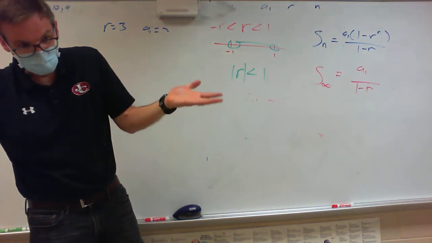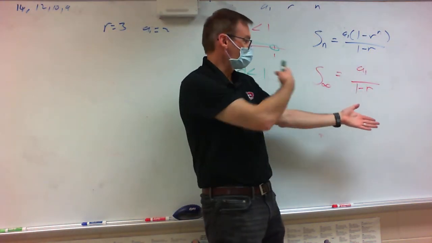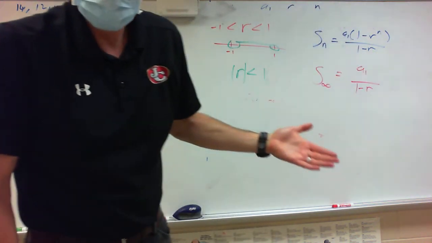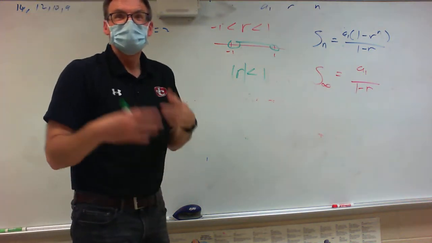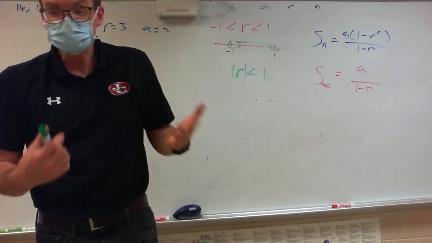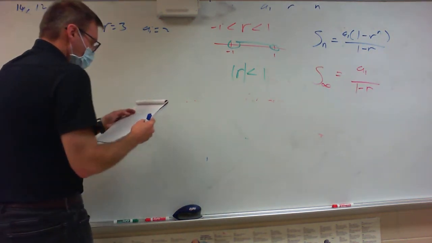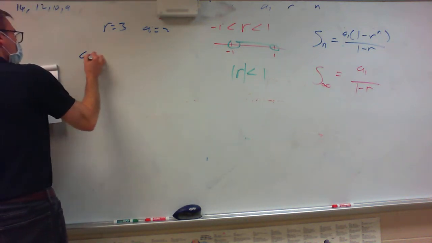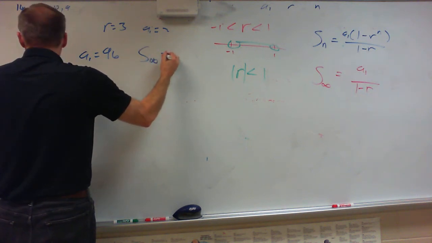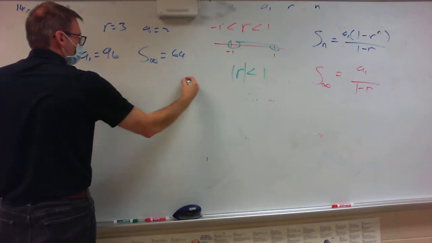All right, so as far as using your formula goes, if I give you the first term and the common ratio, it's easy, you just plug it in. Well, just like other situations, those are the easy questions. The harder questions, which really aren't as bad, what if I start giving you different information? Let's say I tell you that the first term is 96, and the infinite sum is 64, and I want to know, what's my common ratio?